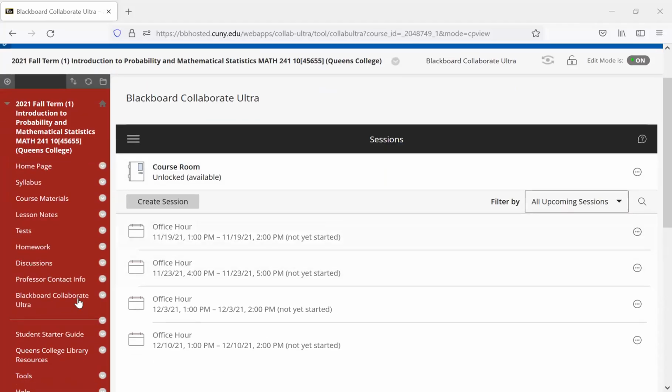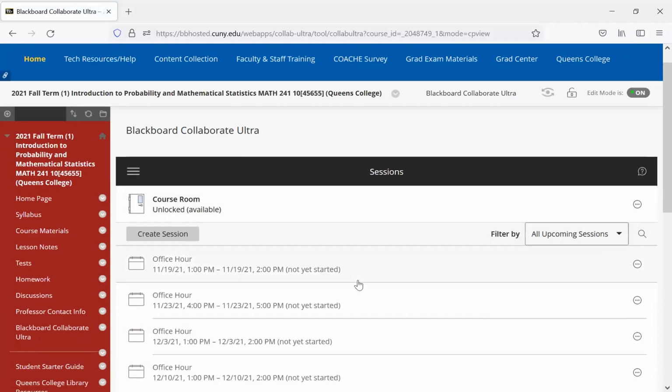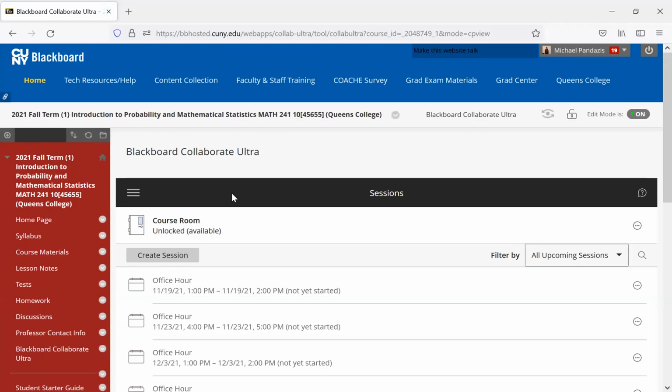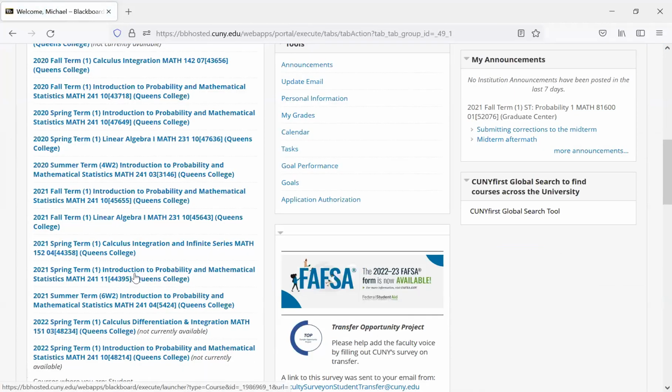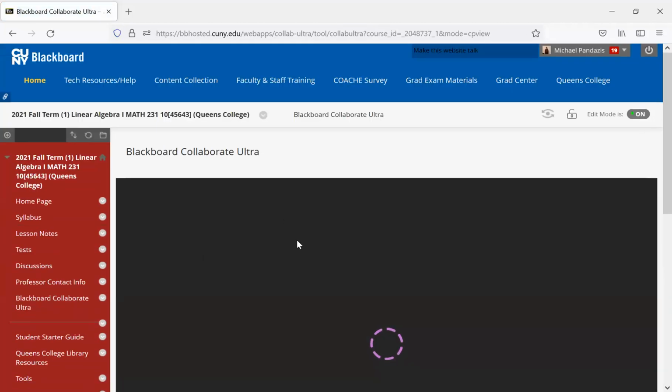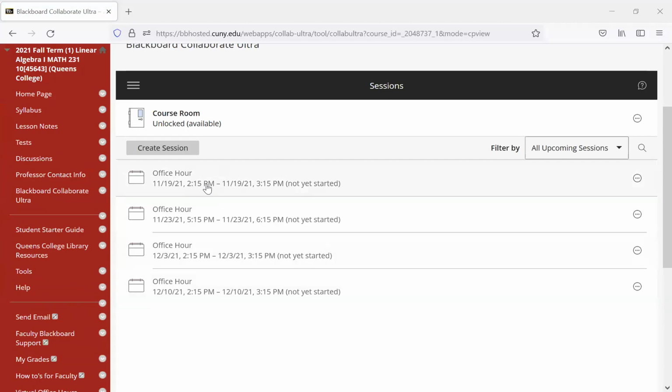If you click Blackboard Collaborate Ultra, you then have the office hours, right? So the office hour for this week is tomorrow, from 1 to 2 p.m. Wait, sorry, no, this is 2:41. Disregard that time. Okay, so the office hour for tomorrow is from 2:15 to 3:15.